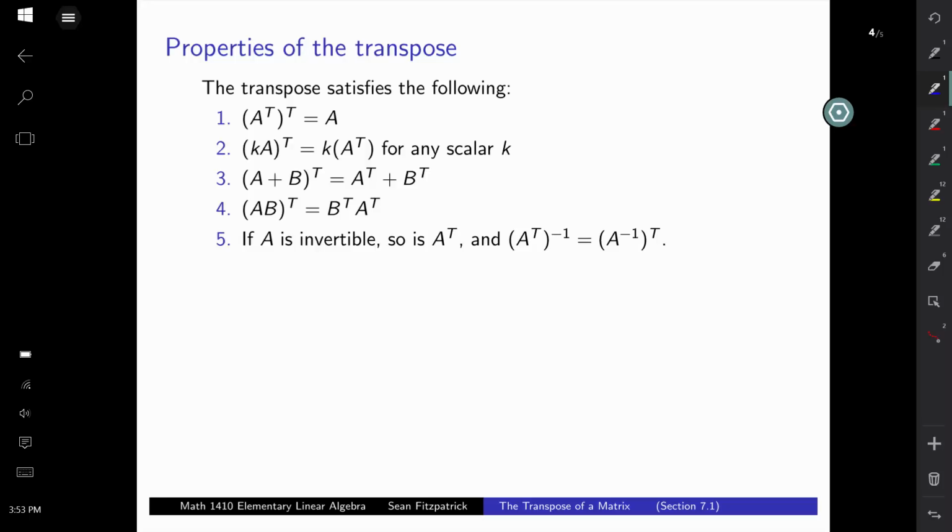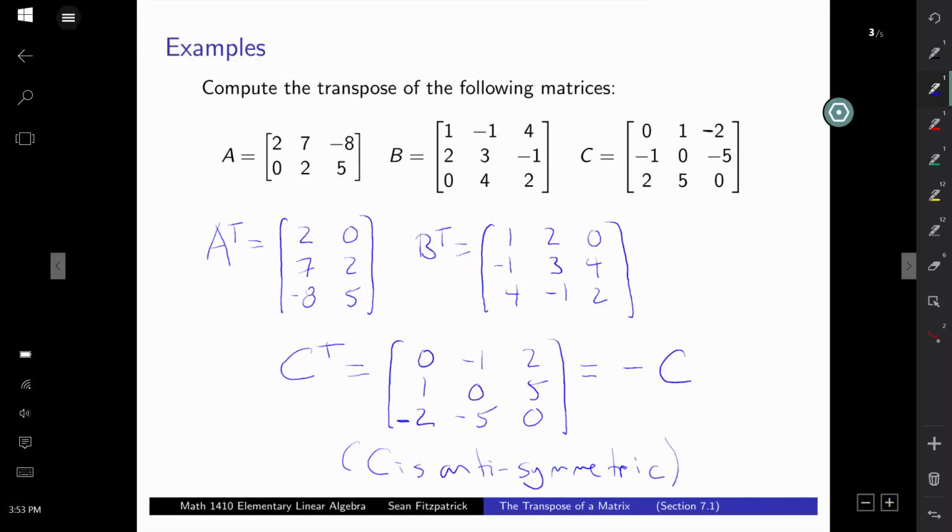If I exchange rows and columns and then I change them back again, I'm back to where I started, right? The next one says that scalars can come out of the transpose again. That's clear. I mean, you can see it in our examples, right?